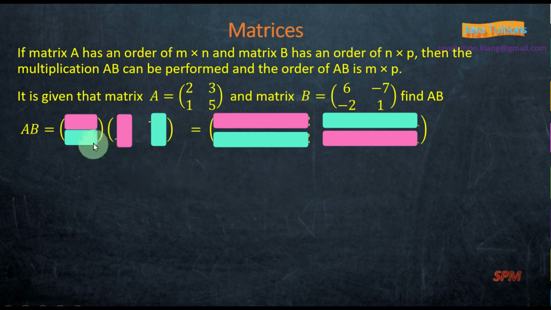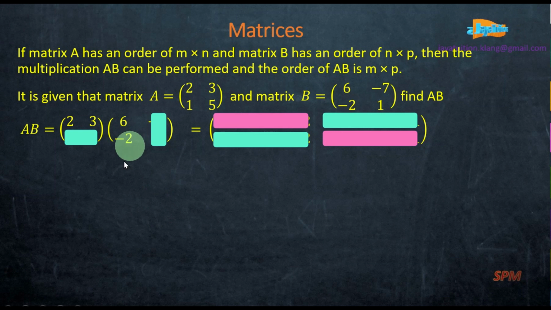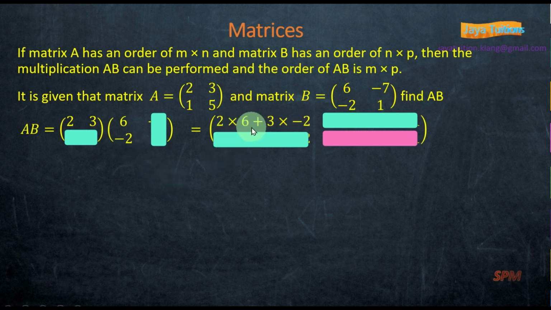How do you multiply? The first row of A is multiplied by the corresponding elements of the first column of B. Here the first row is 2 and 3 and the first column is 6 and negative 2. 2 times 6 is 12 and 3 times negative 2 is negative 6. That's what you get here. First row and first column will be the first row, first column of the resultant matrix.